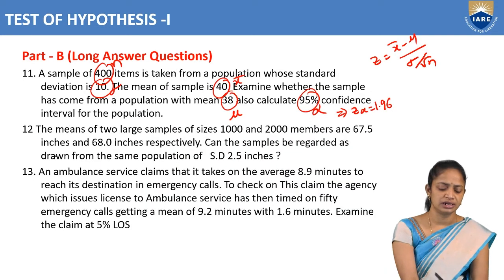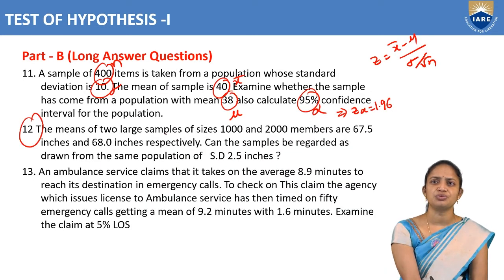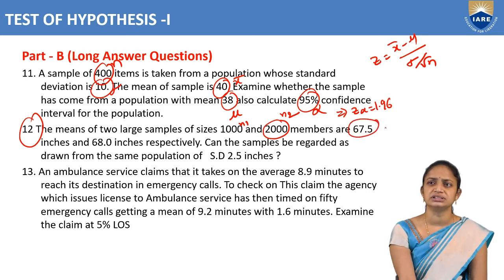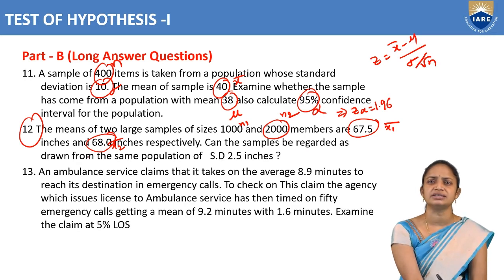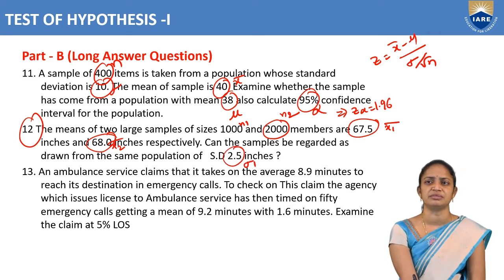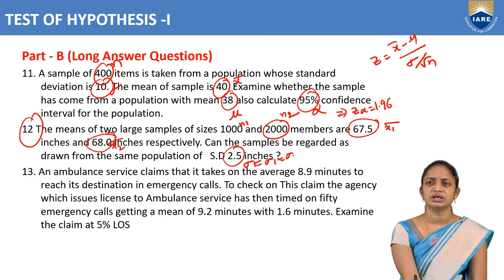Now coming to the 12th question: the means of two large samples of sizes n1 equal to 1000 and n2 equal to 2000 are x1 bar equal to 67.5 and x2 bar equal to 68.0 respectively. Can the samples be regarded as drawn from the same population of standard deviation? Here they have given the sigma value, sigma 1 or sigma 2, equal to 2.5.